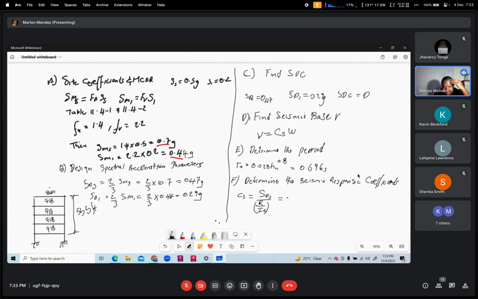We already know SDS, the design spectral acceleration parameter, which is 0.47, divided by R, which is 8, divided by the importance factor that we had. The importance factor is 1.5.